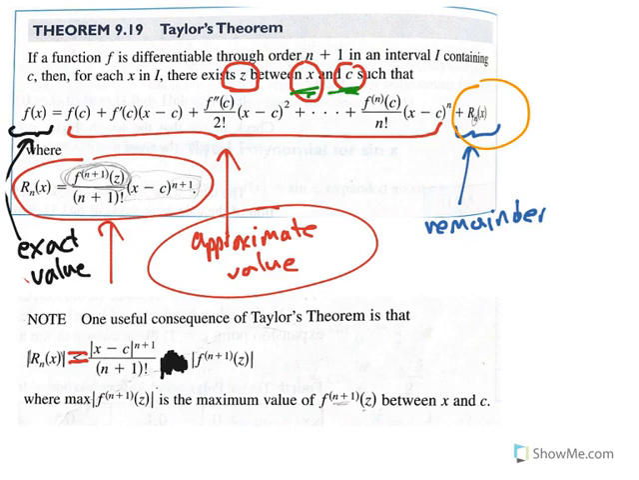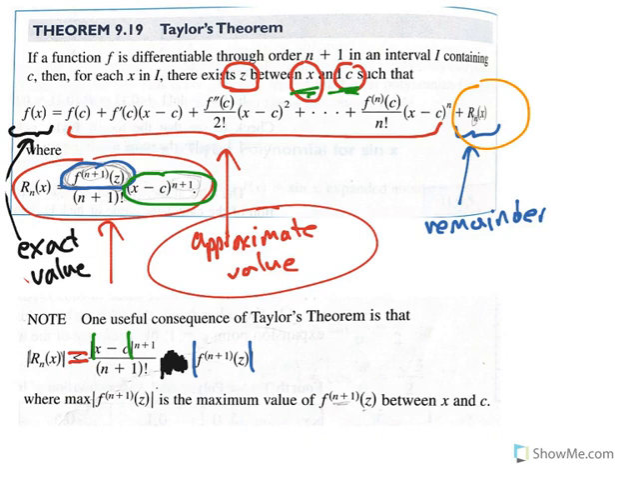So as simple as that, all we did was we took the n plus 1th derivative of f evaluated at z and put absolute value around it, and we took x minus c to the n plus 1 power and put absolute value around it. So when we do that, we go from remainder to error.